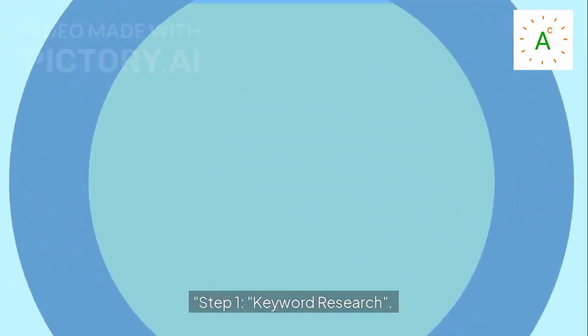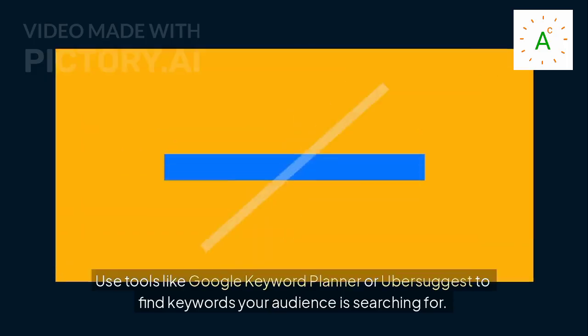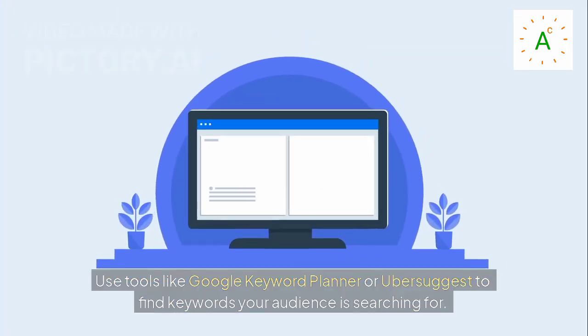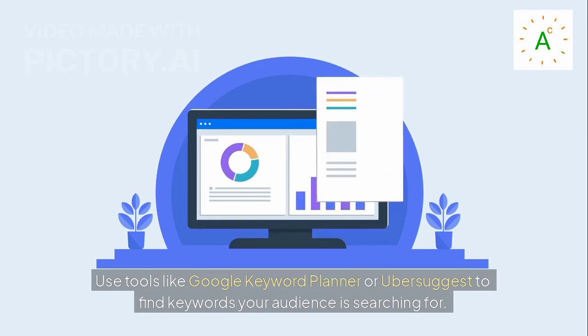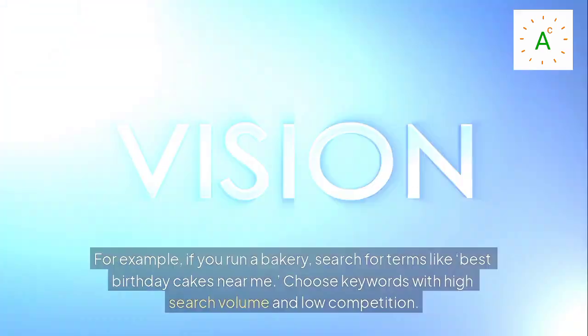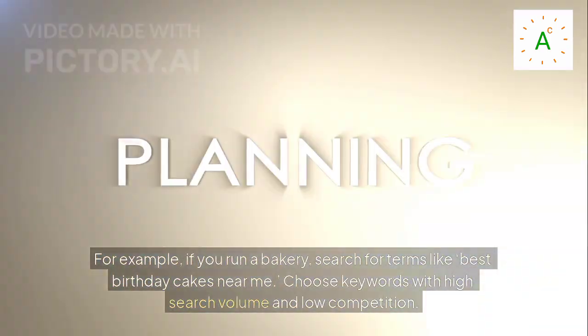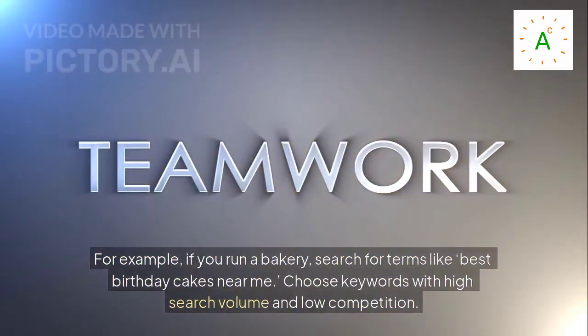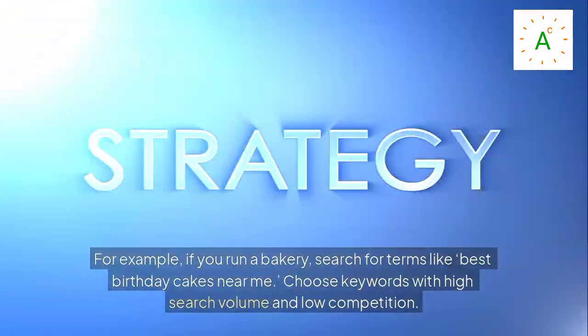Step 1. Keyword research. Use tools like Google Keyword Planner or Ubersuggest to find keywords your audience is searching for. For example, if you run a bakery, search for terms like, best birthday cakes near me. Choose keywords with high search volume and low competition.